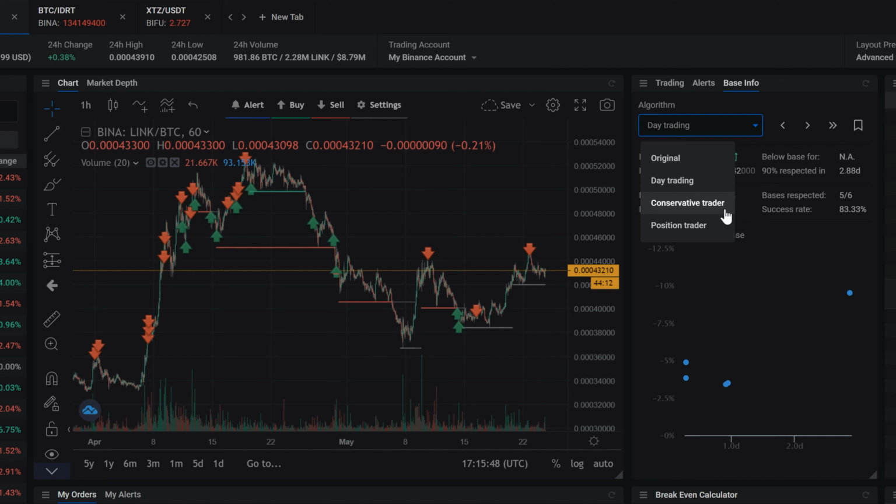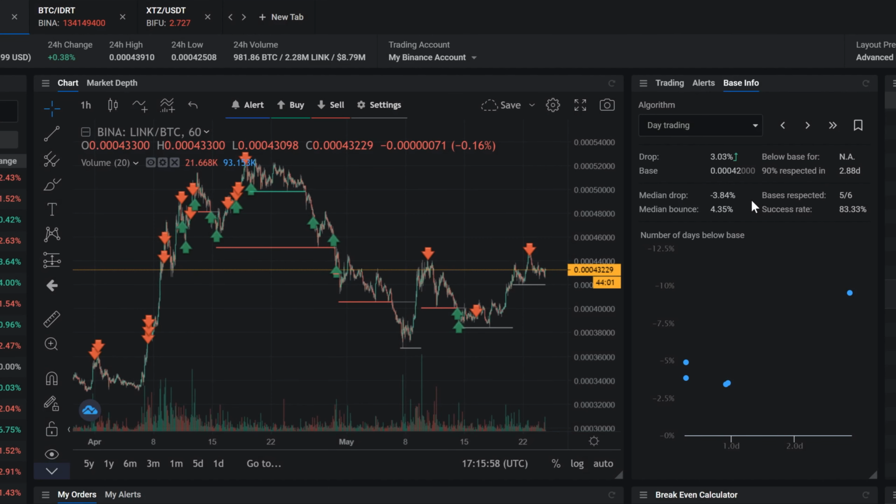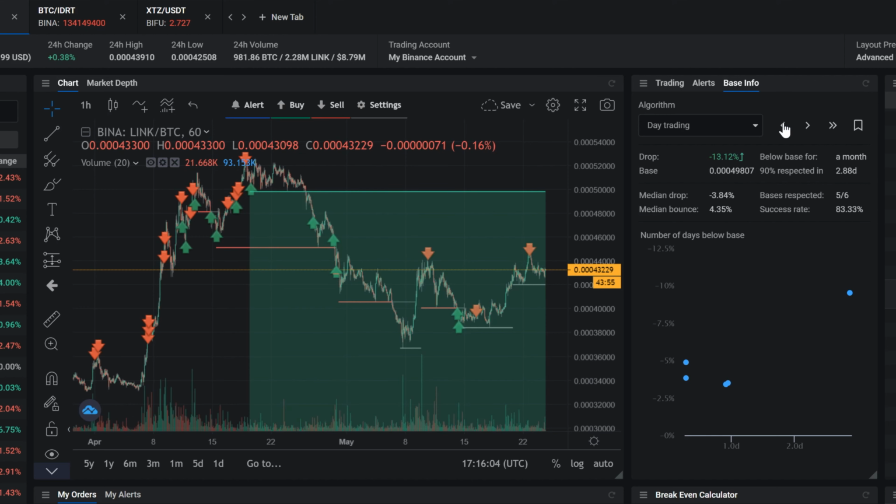Conservative, based on 2-hour charts, has less bases but bigger drops than day trading. Position, based on 4-hour charts, has the least amount of bases and biggest drops. Use the arrows to examine the past bases. The selected base will be highlighted on the chart. Below, you can find information for the selected market.